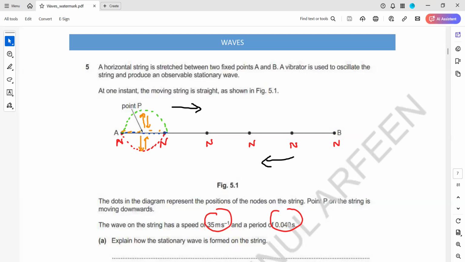And the formation of the nodes and antinodes is because when two waves cancel out the effect of each other, we get nodes, as you can see here, these points. And the place where two waves increase the effect of each other, we get antinodes. Superpose or superimpose, that's the same thing.